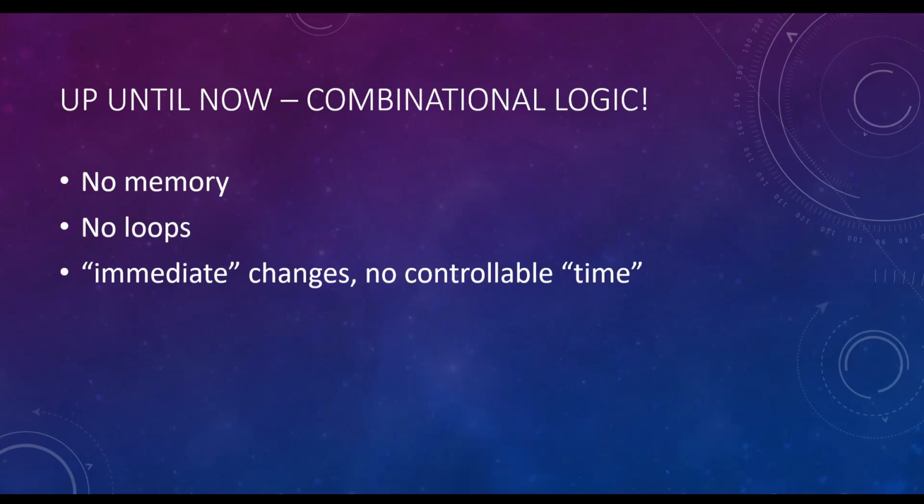So what we have seen up until now is called combinational logic. It has no notion of memory. You cannot do loops in it, for the reasons we've just seen. And in general, all changes are immediate. There is no notion of time that you can effectively control. And this is generally insufficient.